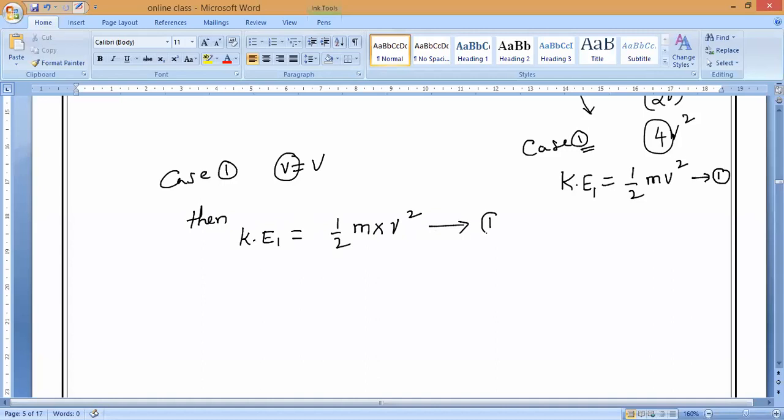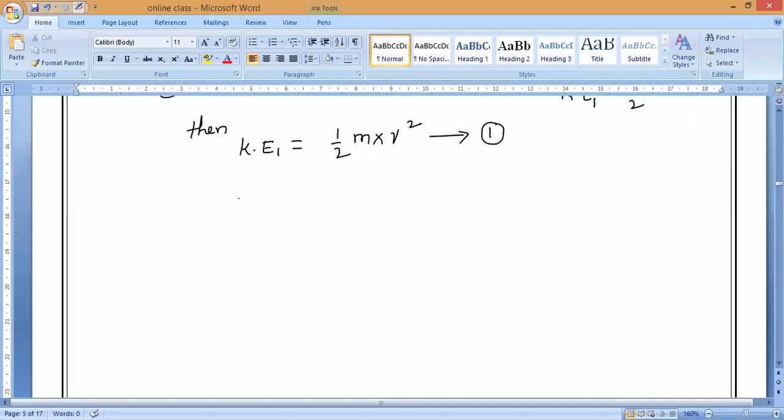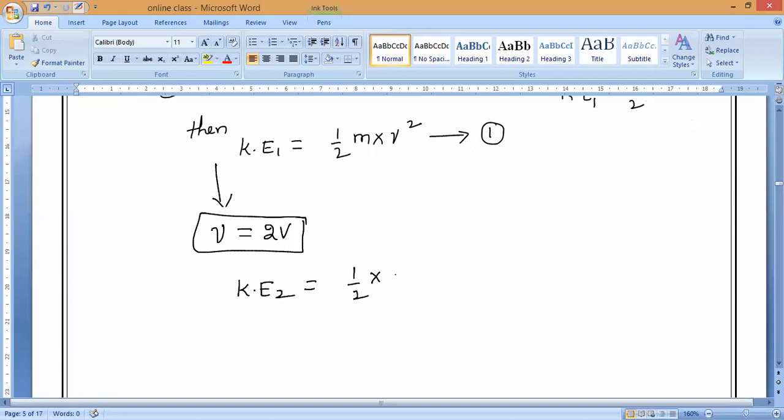Let this be equation 1. Now mass remains constant. Now velocity will become double, so v becomes 2v. The new kinetic energy is equal to half into m into 2v whole square, which is equal to half into m into 4v square. Yes or no, guys?